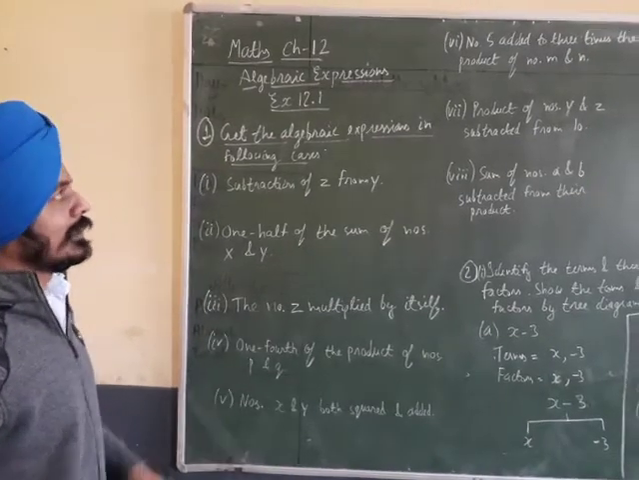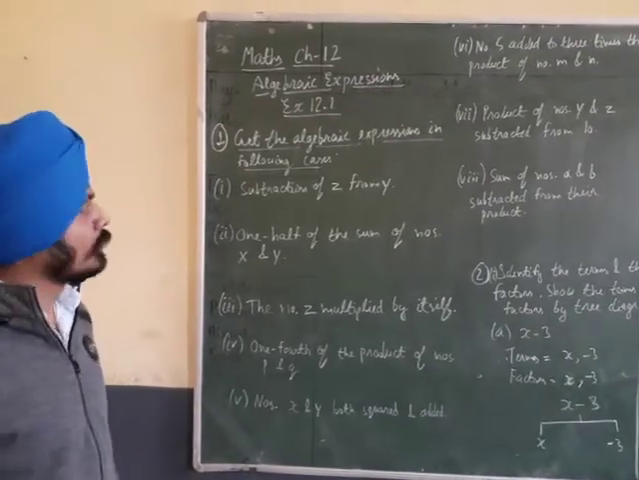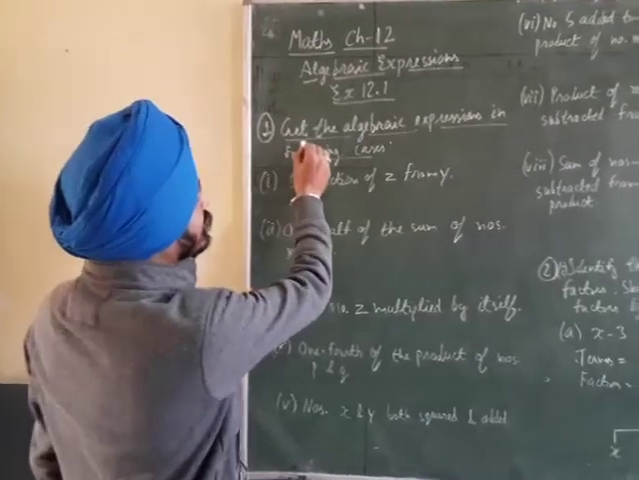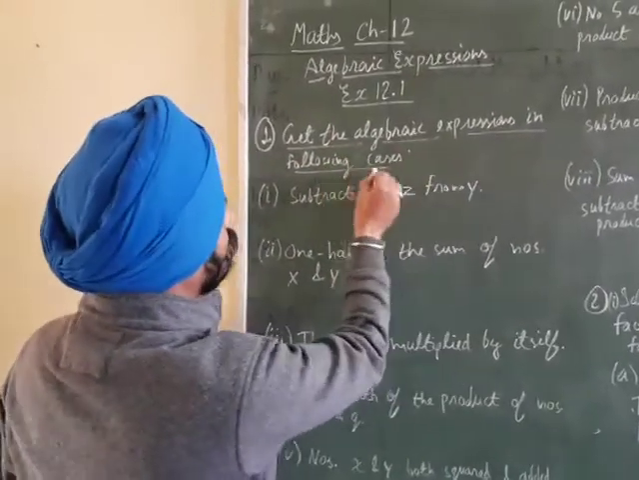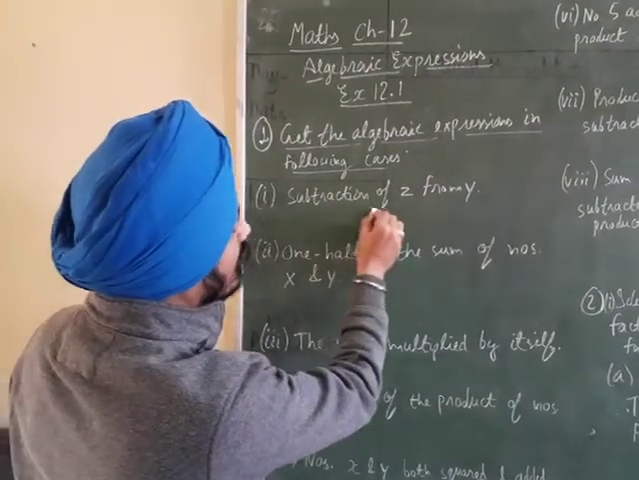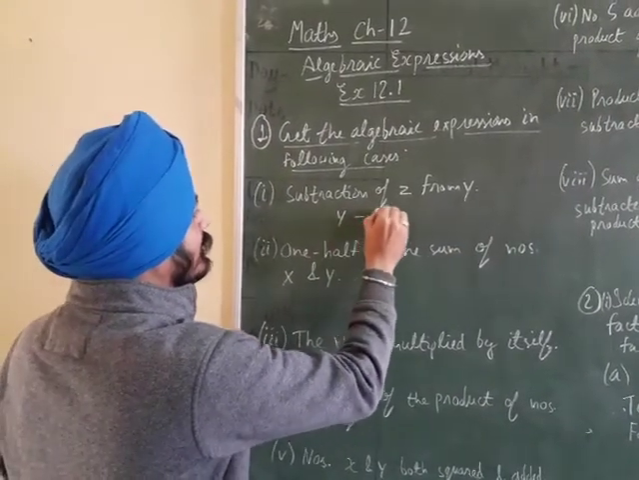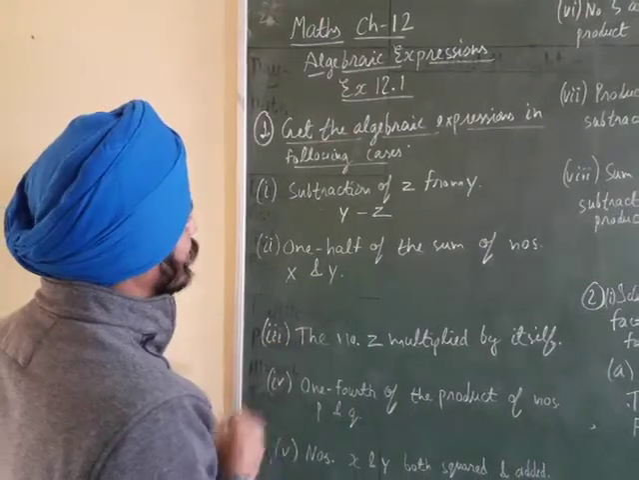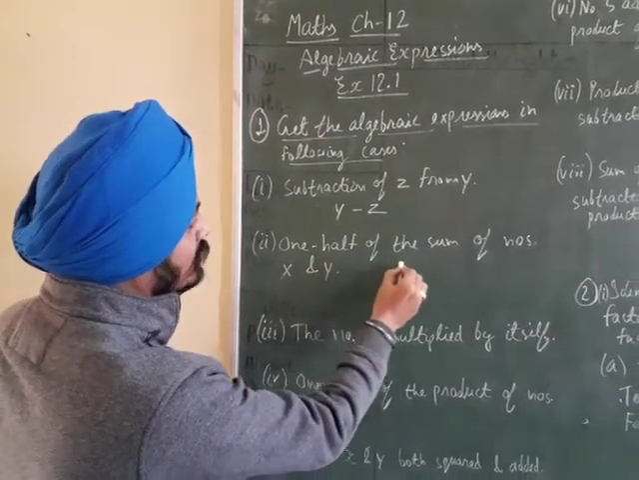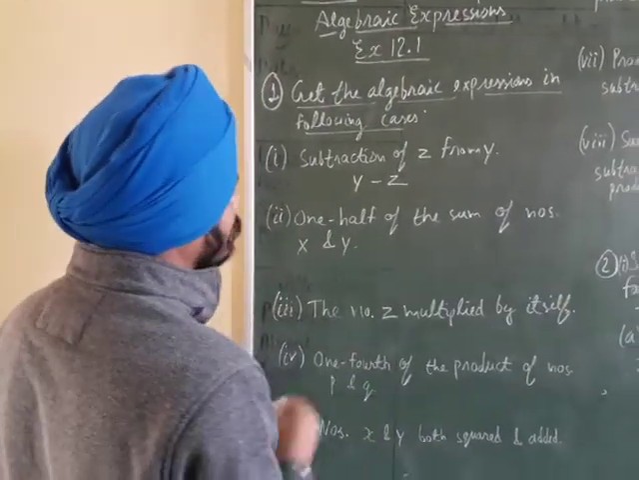Chapter 12, that is algebraic expressions. See exercise 12.1. First question, get the algebraic expressions in the following cases. Subtraction of z from y. So how will you write? y minus z.